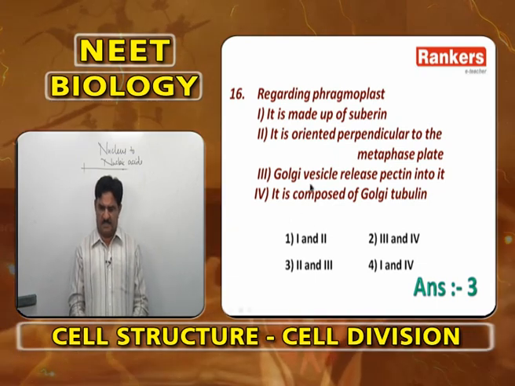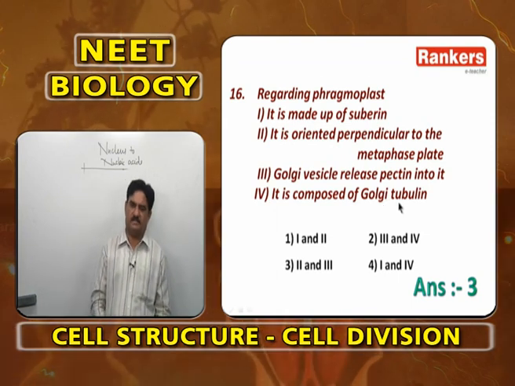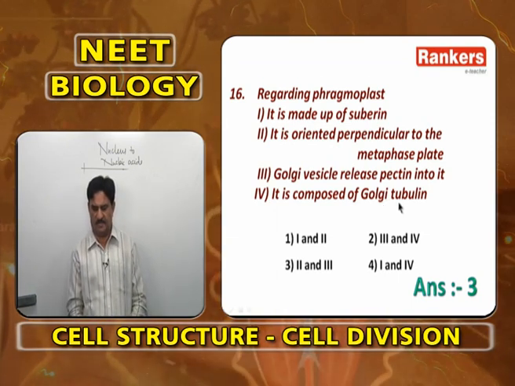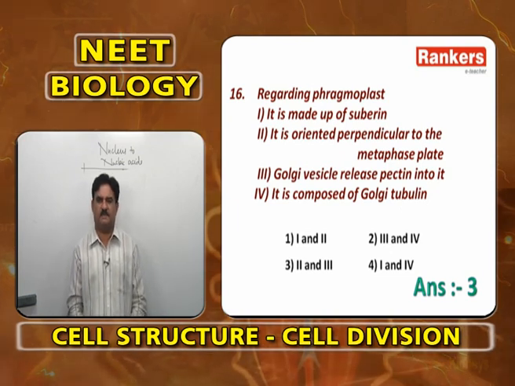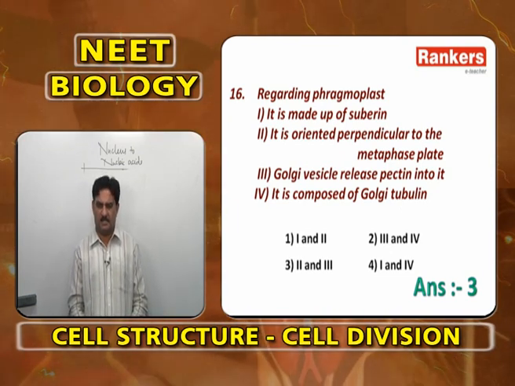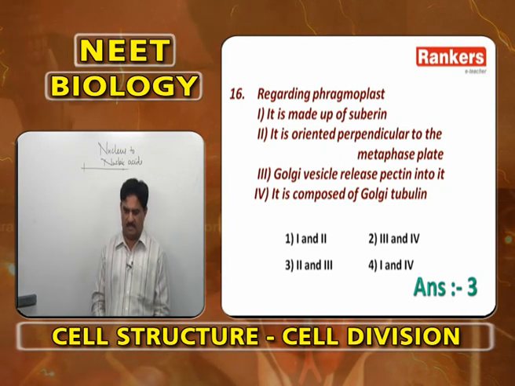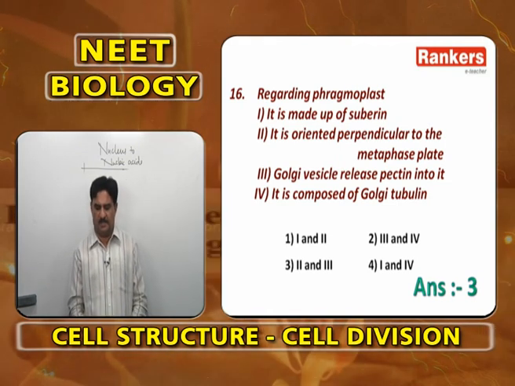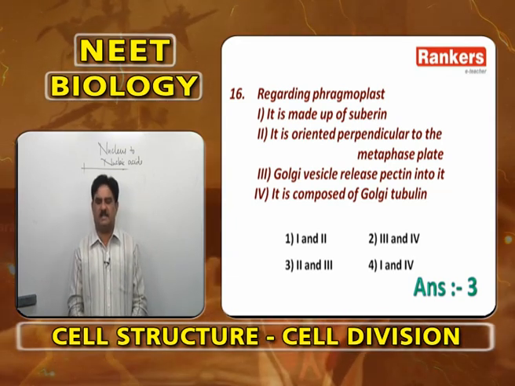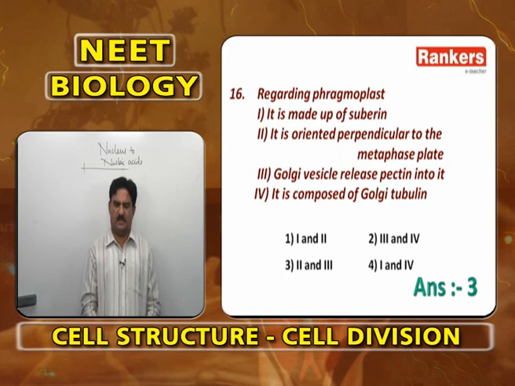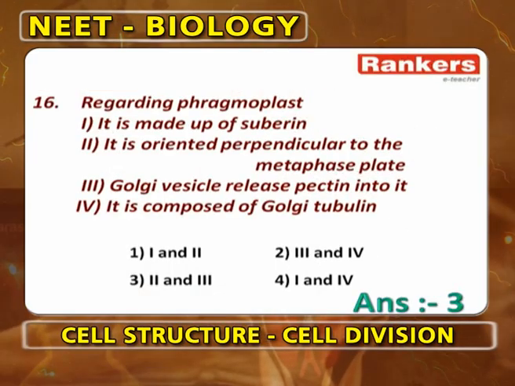Golgi vesicles release pectins into it is correct. It is composed of Golgi tubulin is wrong. So regarding phragmoplast, which is a barrel shaped structure formed in between two daughter nuclei during cytokinesis of cell division, what are the correct options? It is oriented perpendicular to the metaphasic plate is correct, and Golgi vesicles release pectins into it is correct. So, answer is 2 and 3, third option.